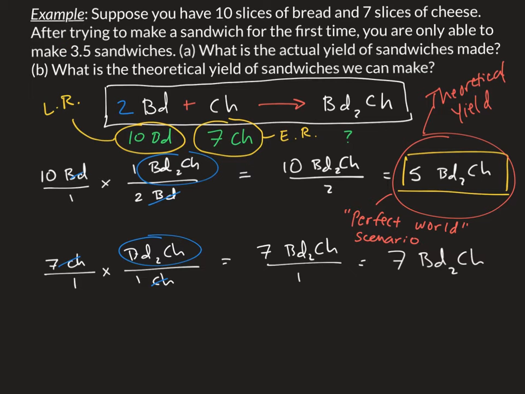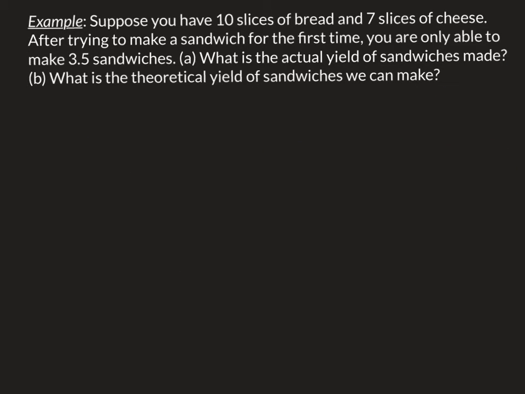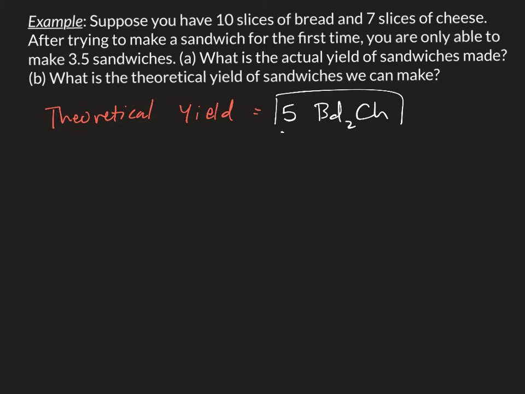So let's go ahead. I'm just going to go ahead and clear this up real quick so I can continue talking about the difference between the two. Okay, as I said, in a perfect world, our theoretical yield gave us 5 sandwiches. Okay? Now, you don't make 5 sandwiches, okay? Something happens along the way and you're only able to make 3.5 sandwiches, okay?